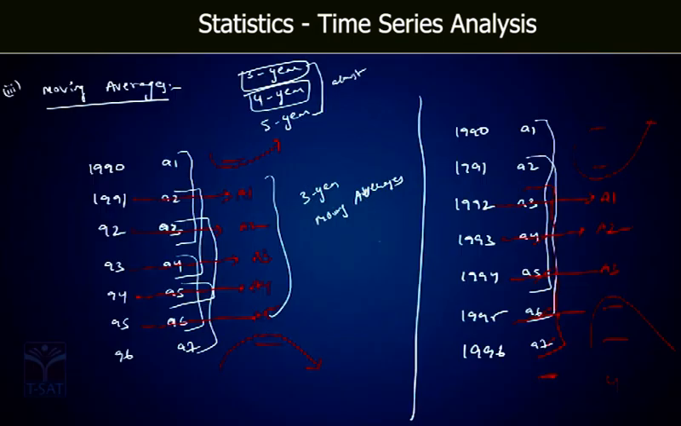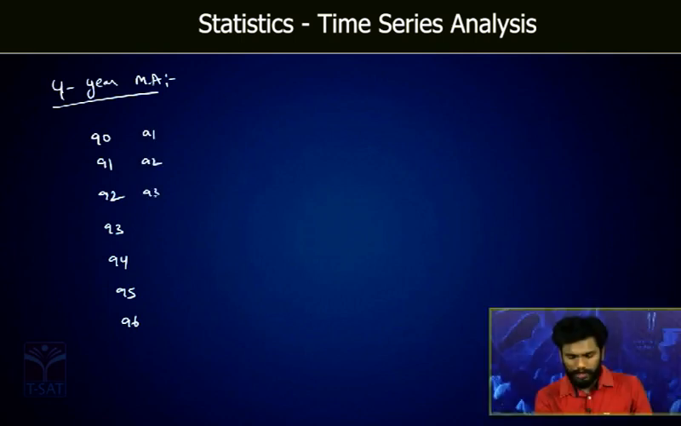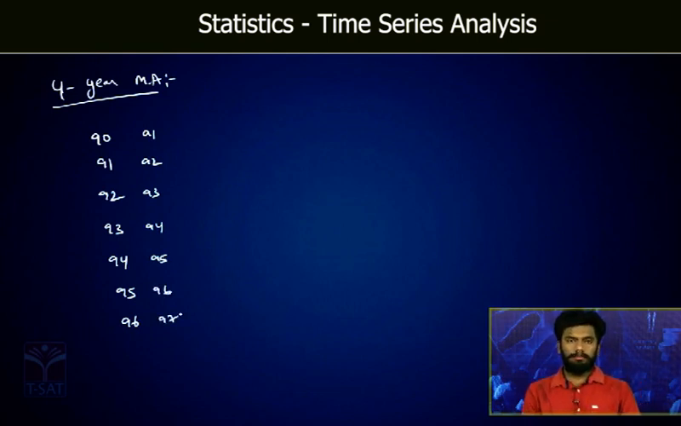So these are two important points you have to remember in 5-year moving average and 3-year moving average. Now let us see the 4-year moving average. Consider data points 90, 91, 92, 93, 94, 95, 96. Consider the values A1, A2, A3, A4, A5, A6 and A7. Now find the 4 years average of A1, A2, A3 and A4.